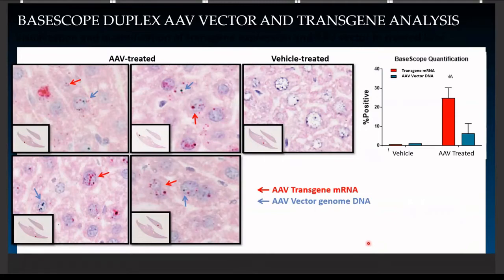So in this particular example, I want to highlight how our technology can really give you not only single cell, but subcellular resolution, where, if you observe, the green signal is specifically in the nucleus, because this is the signal for the AAV vector genome, and the red signal is present in the nucleus as well as the cytoplasm, because this is your AAV transgene signal.